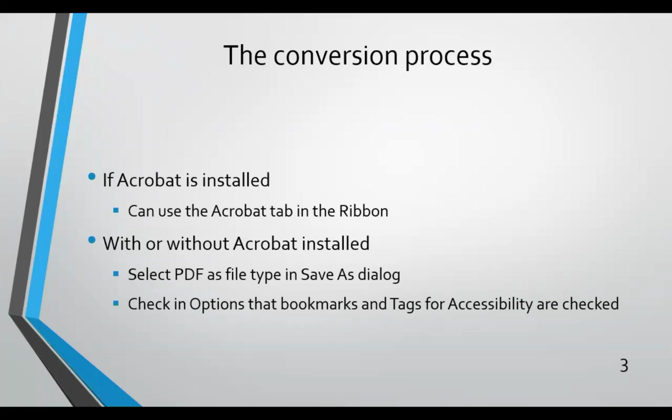The conversion process. If Acrobat is installed, you can use the Acrobat tab from the ribbon. Whether or not Acrobat is installed, you can also use the Save As dialog from Word and select PDF. If using the Save As option, make sure that you check in options that bookmarks is checked and tags for accessibility is checked, and I'll show you that in just a moment. Let's go to our file.